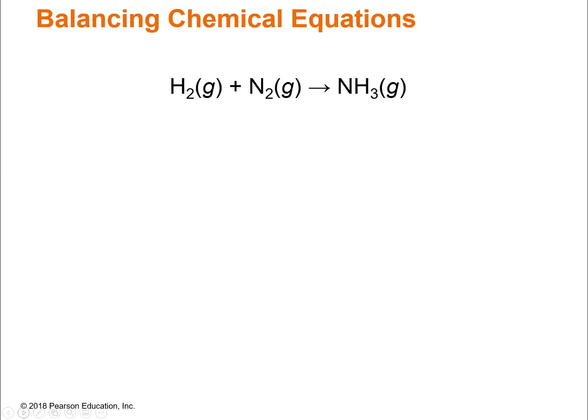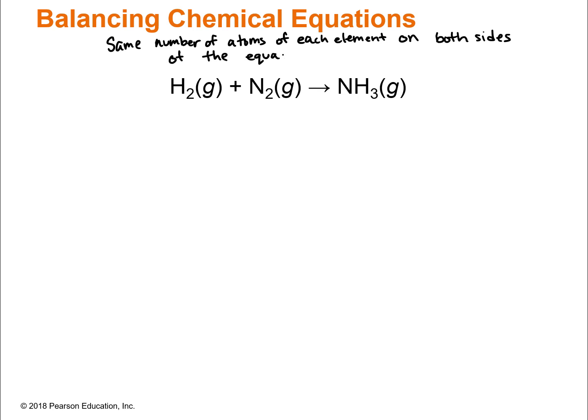Balancing chemical equations. This is the last part of Chapter 7. The goal for balancing equations is to have the same number of atoms of each element on both sides of the equation. So that's our goal.